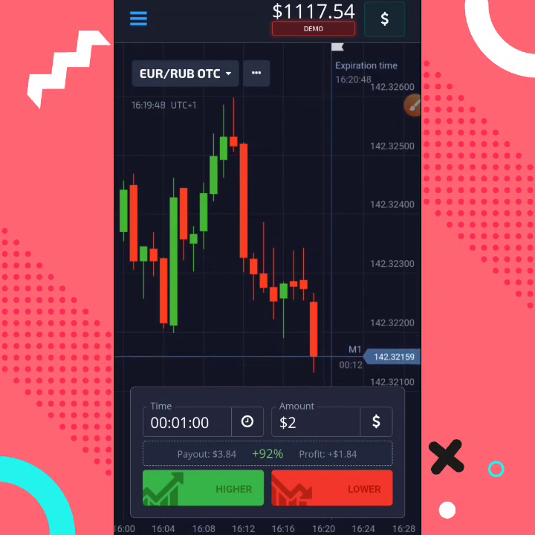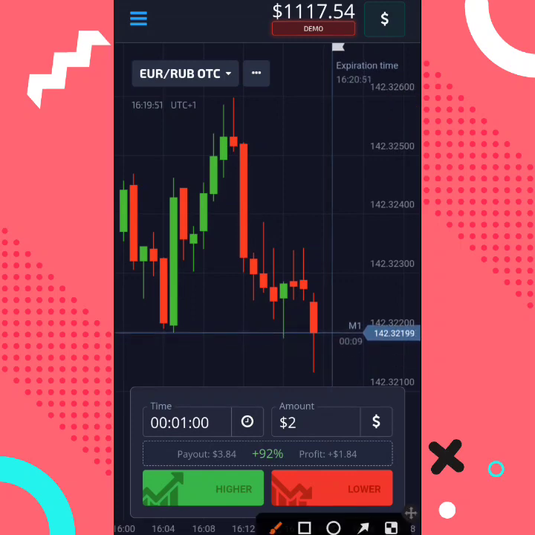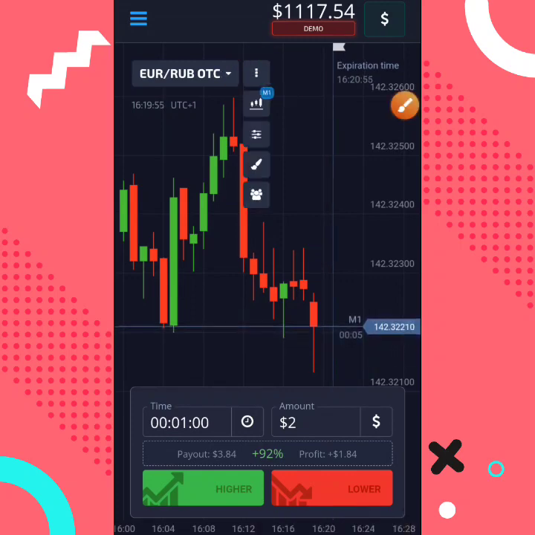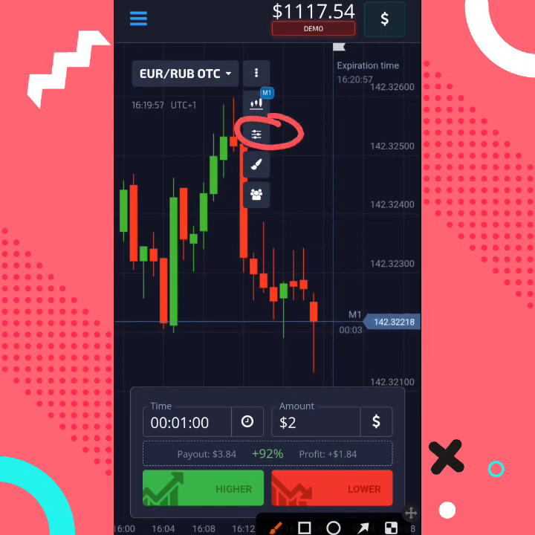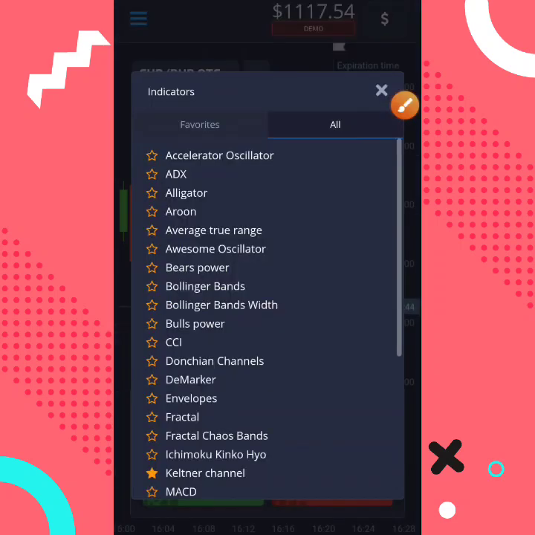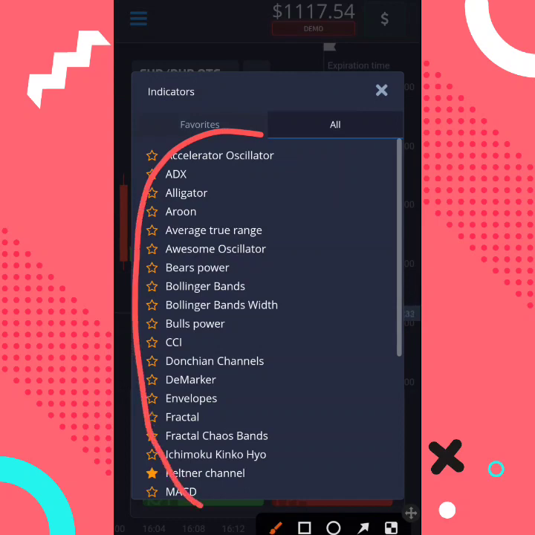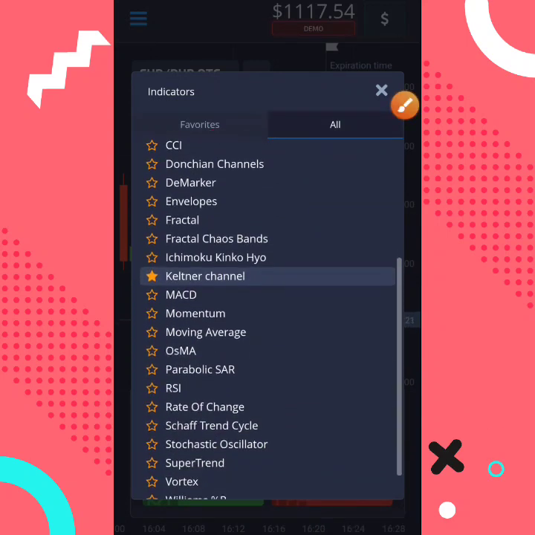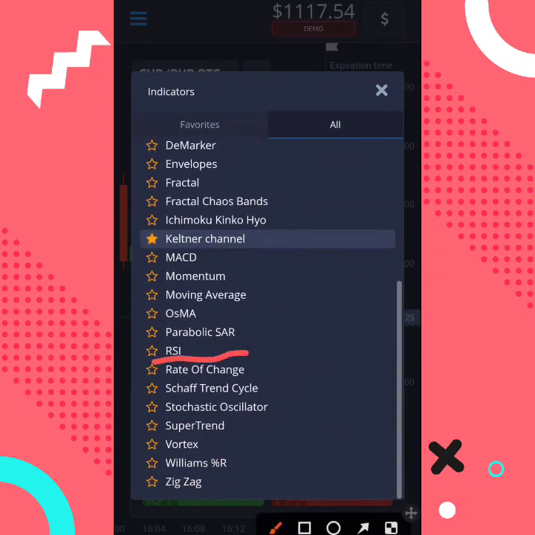All right, let's continue. Then the indicators can be found here. You click on this place, and of course this is the indicators. Now we have so many indicators. So let me give you an instance. Let's use one of the most popularly used indicators called relative strength index, RSI. This is it here, RSI.